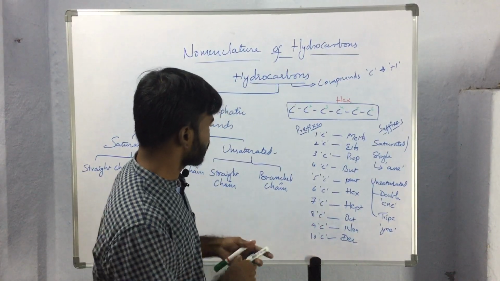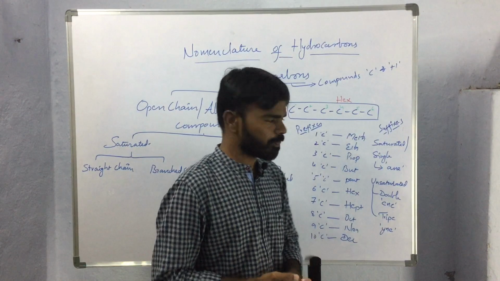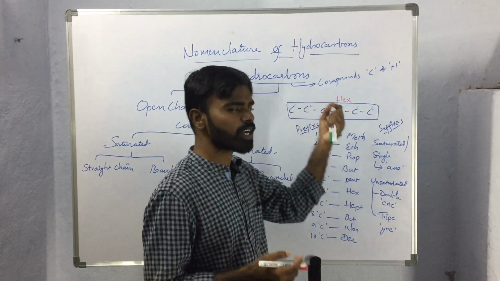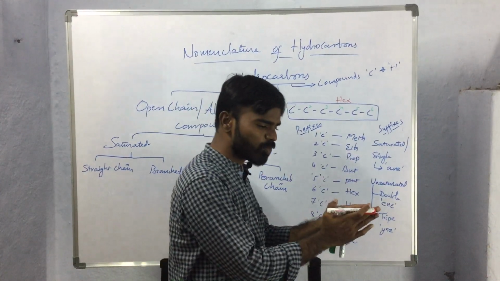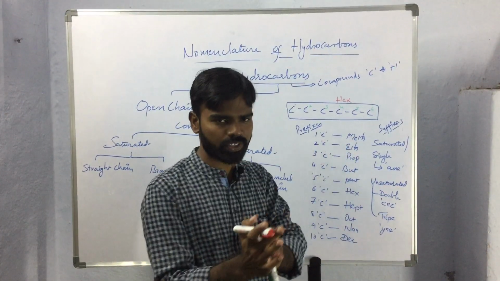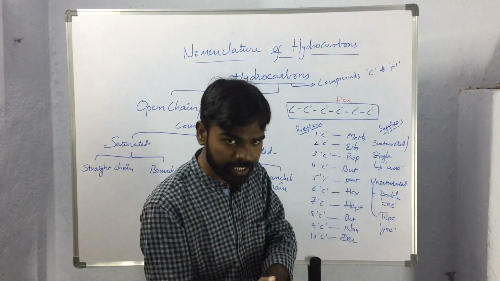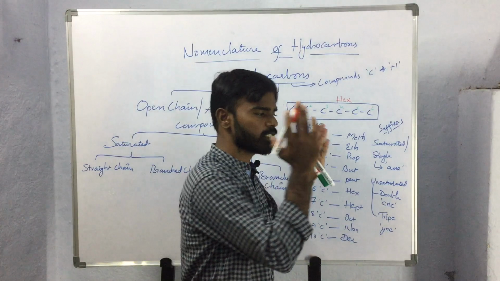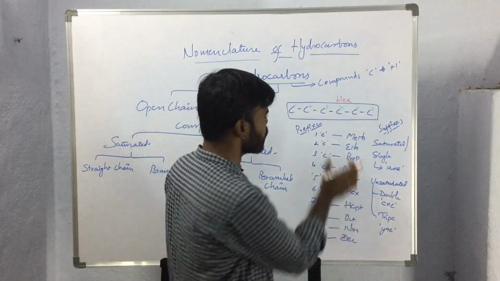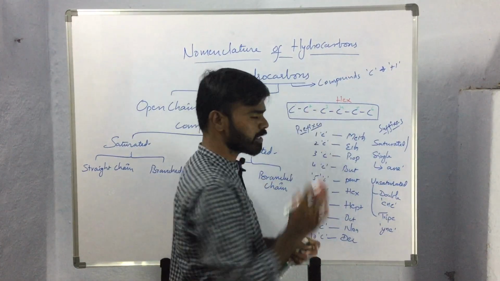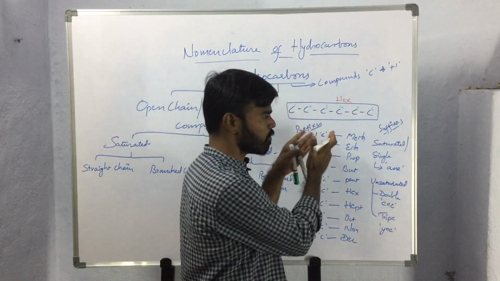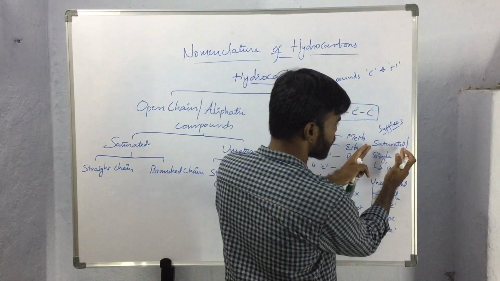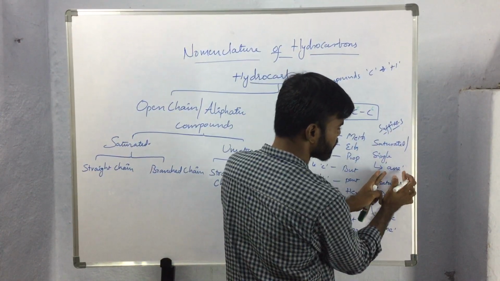Now, what will be the suffix? For that, we have to see the nature of the compound, that means whether it is a saturated or unsaturated compound. A saturated compound contains all saturated bonds, that means single bonds only. An unsaturated compound contains multiple bonds like double bonds and triple bonds. In this hydrocarbon we have only single bonds, that means saturated bonds, so we will be using the suffix "ane".